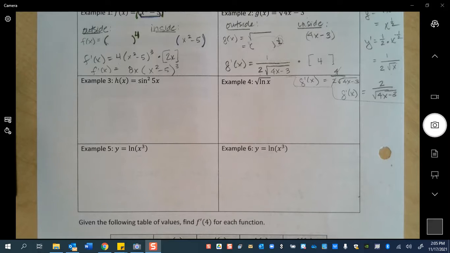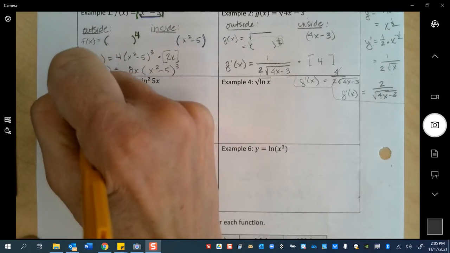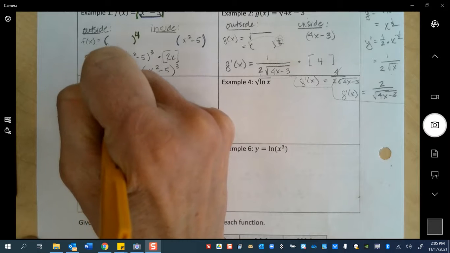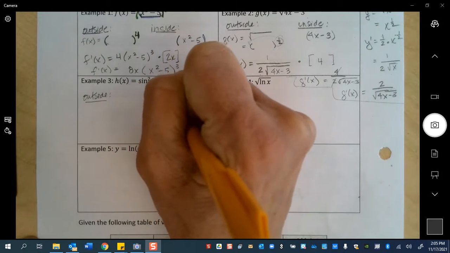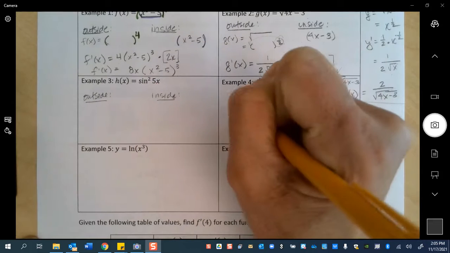All right. Would you, for 3 and 4, please, with your group mates, identify which is the outside function and which is the inside function for each of these on your markers. Go.